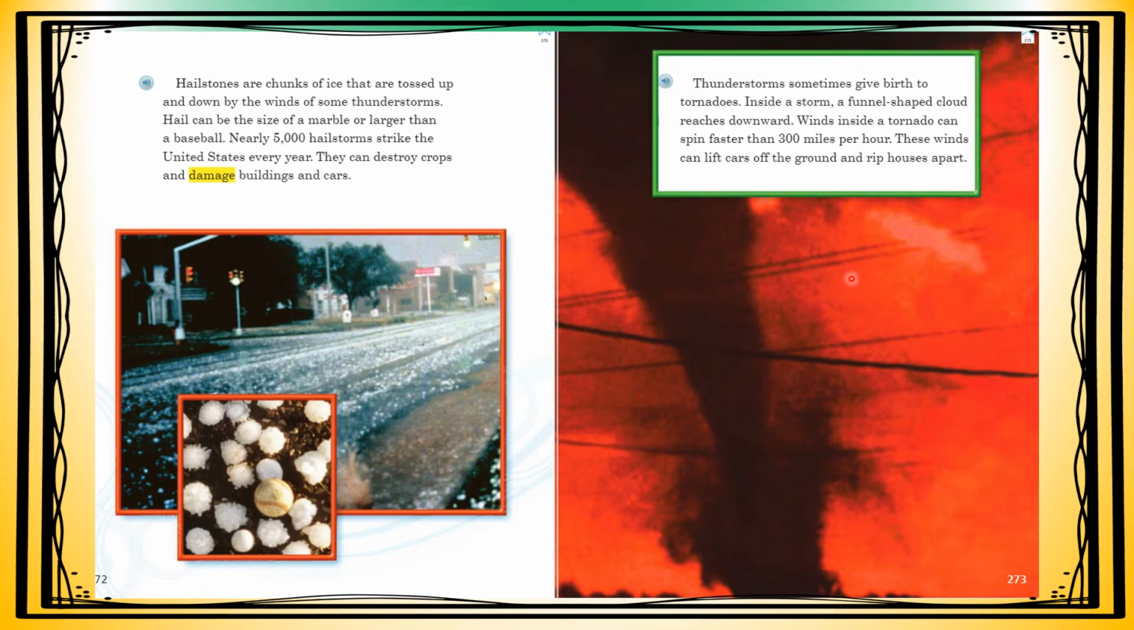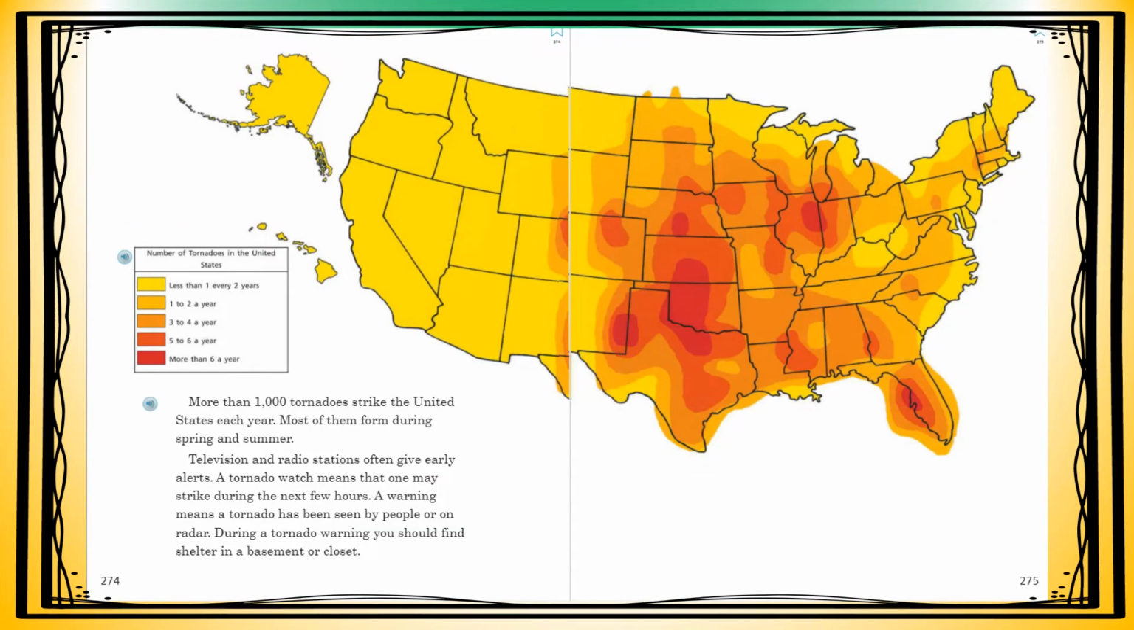Thunderstorms sometimes give birth to tornadoes. Inside a storm, a funnel-shaped cloud reaches downwards. Winds inside a tornado can spin faster than 300 miles per hour. These winds can lift cars off the ground and rip houses apart. More than 1,000 tornadoes strike the United States each year.